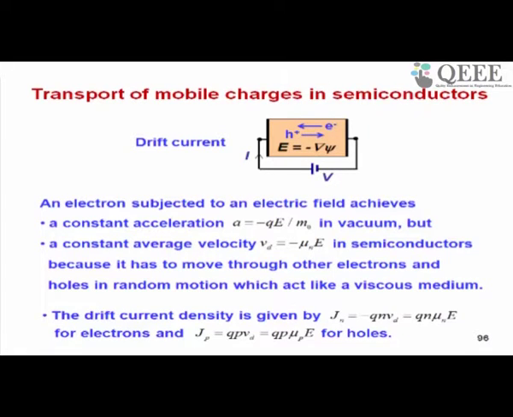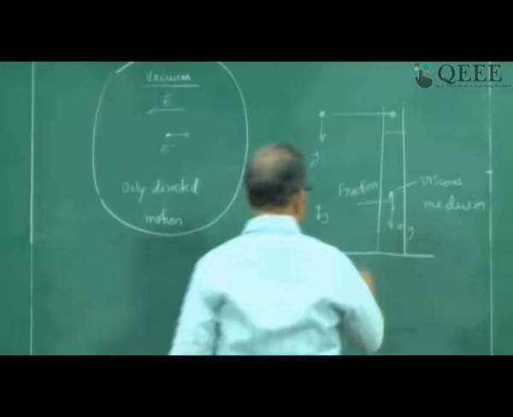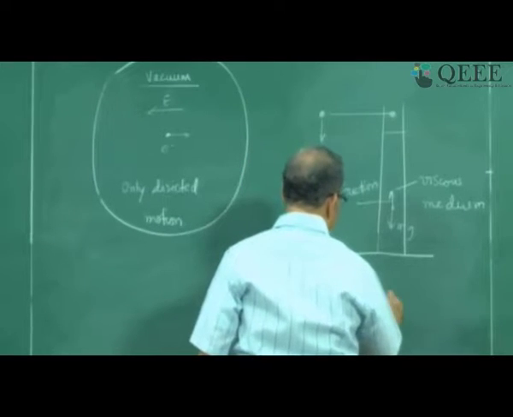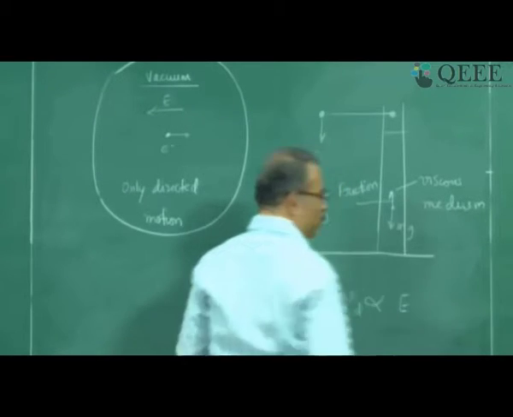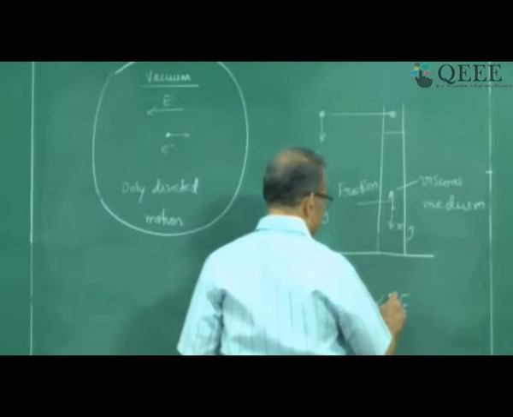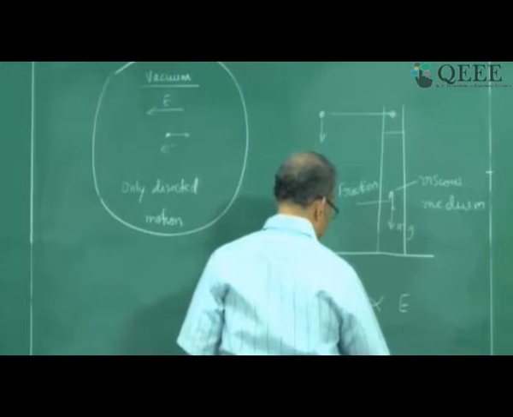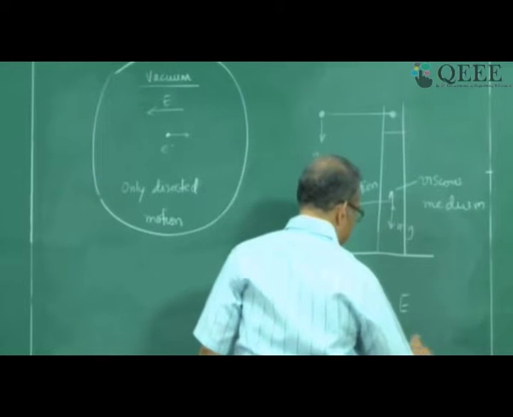Now you can write the expression for a drift current density. It is Jn equal to minus Qn Vd, which is Qn into mu n into E, because drift velocity is electric field into mobility, mu is mobility. It is nothing but a proportionality constant. So here we are saying that in a semiconductor the velocity is proportional to the force, the electric field, and therefore we are putting a constant, and that constant we are calling mobility.